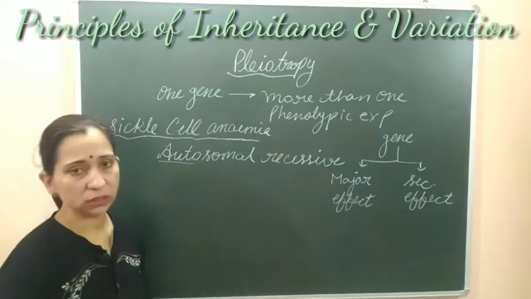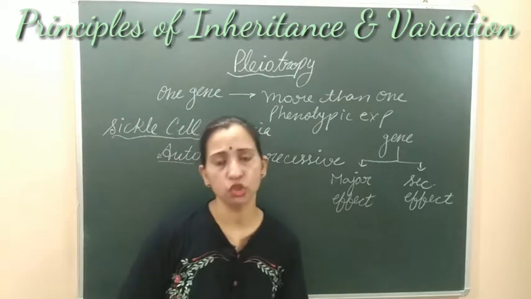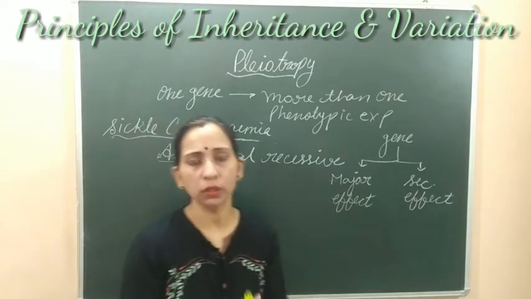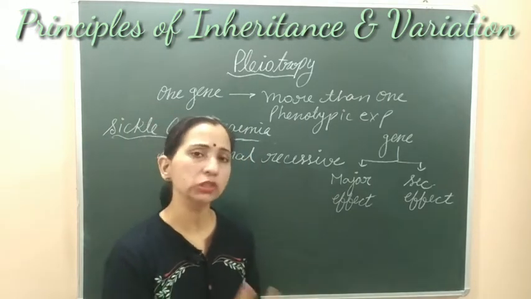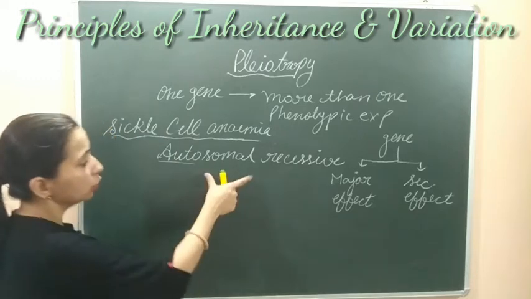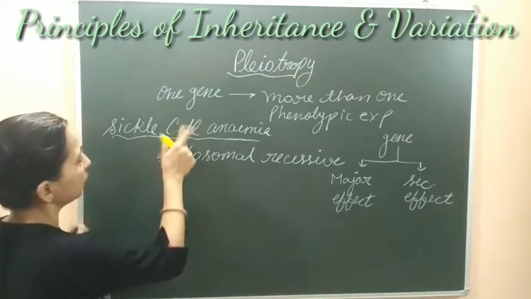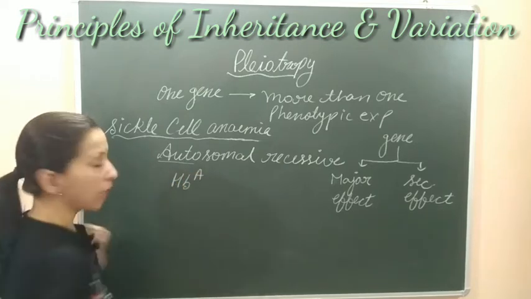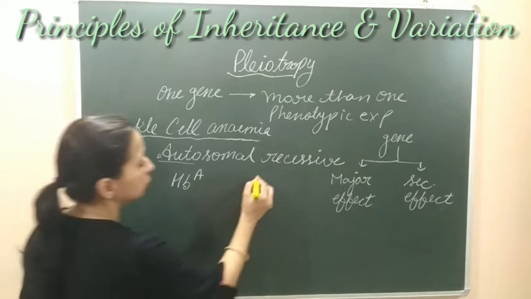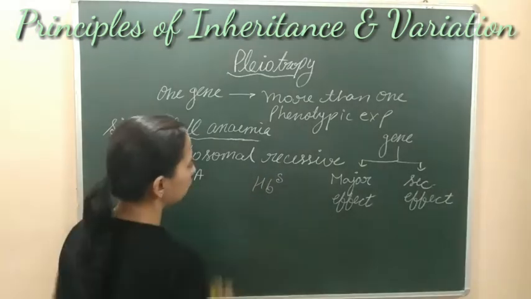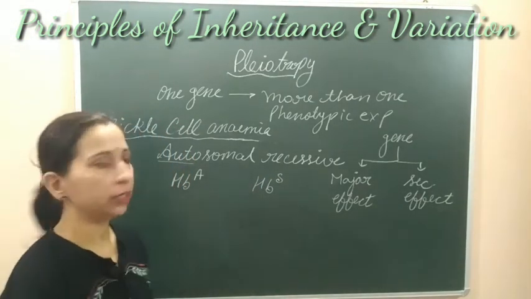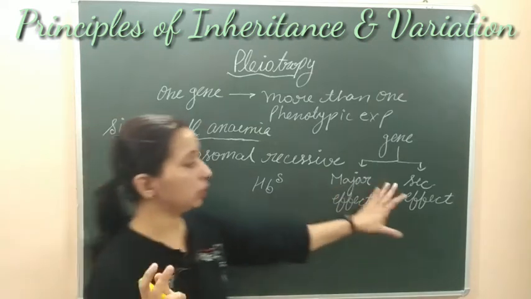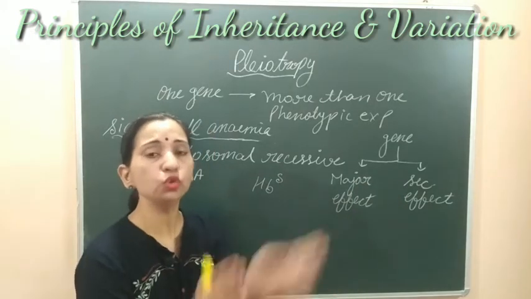So this is an autosomal recessive disorder, and this disease is caused due to a change in the structure of hemoglobin, the defective structure of hemoglobin, and the structure or shape of the RBC. So here we can write that in sickle cell anemia, the genes which are responsible are HBA, which is the normal gene, and HBS, which is the defective gene that can cause the sickle cell anemia disease. Now this gene has two effects. We discussed earlier that in pleiotropy the gene shows more than one phenotypic expression.